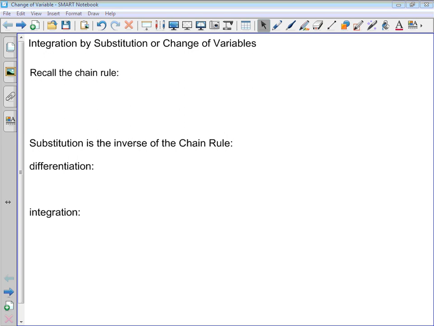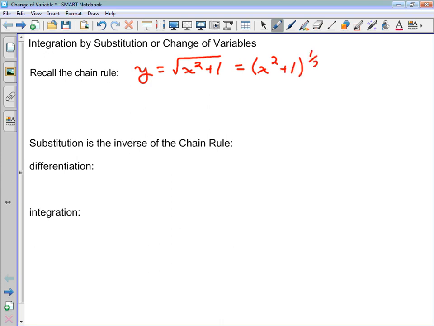So what is substitution or change of variables? It is basically the chain rule in reverse. Okay? So recall the chain rule. If we had something like y equals the square root of x squared plus 1, and we wanted to do the derivative, we would think of it as x squared plus 1 to the 1/2, and then we would try to think of it as two functions that had been composed together.